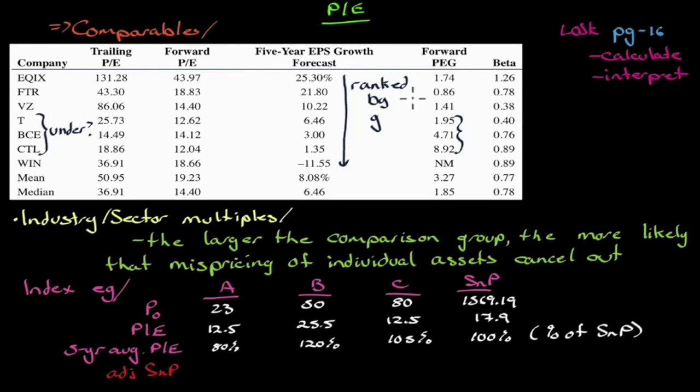But if we look up here at FTR, it still has a PEG ratio of 0.86, below 1, without a significant increase in risk, 0.78, which is pretty much in line with BCE. It's less than CTL, 0.78. It's less than EQIX. It's the second lowest one we have with the lowest PEG ratio. Suddenly the one that looked overvalued, once you look forward, account for growth, and check risk, suddenly, you know what?